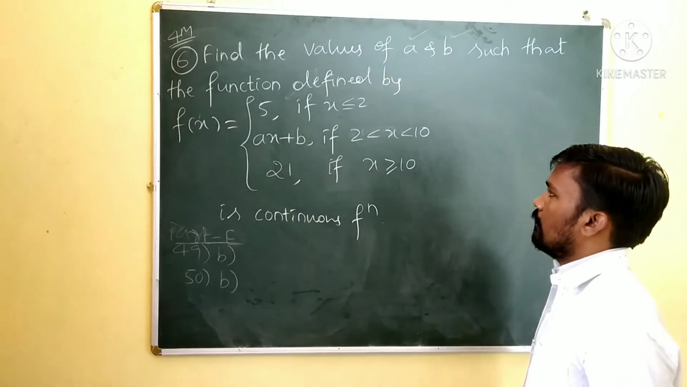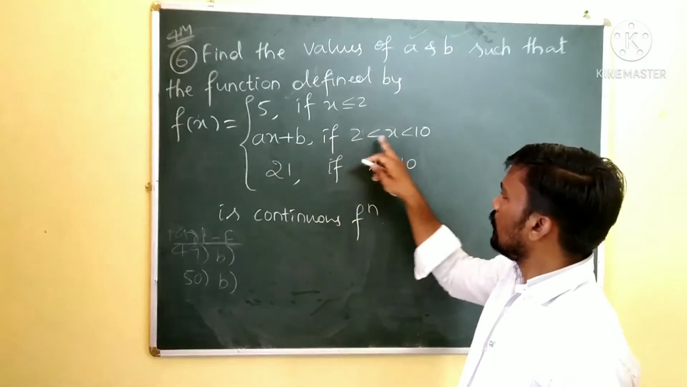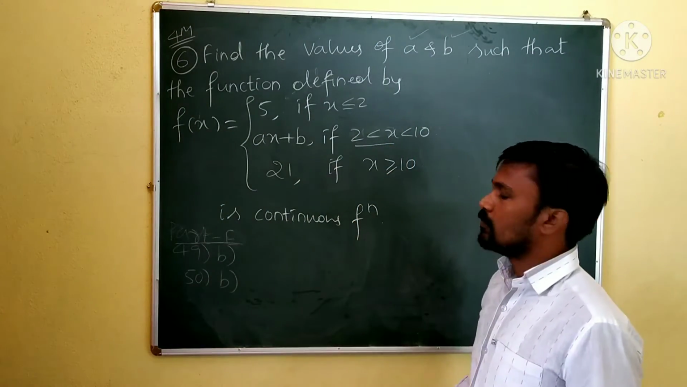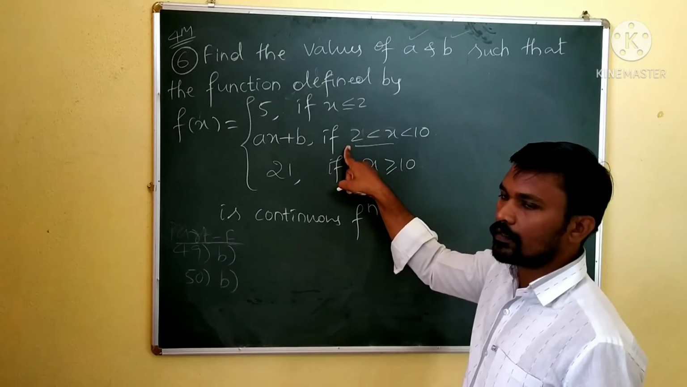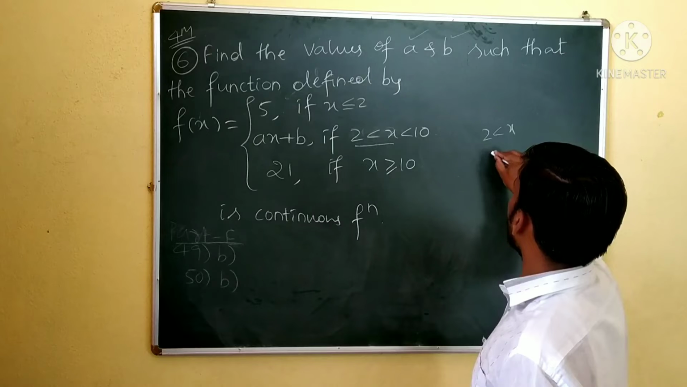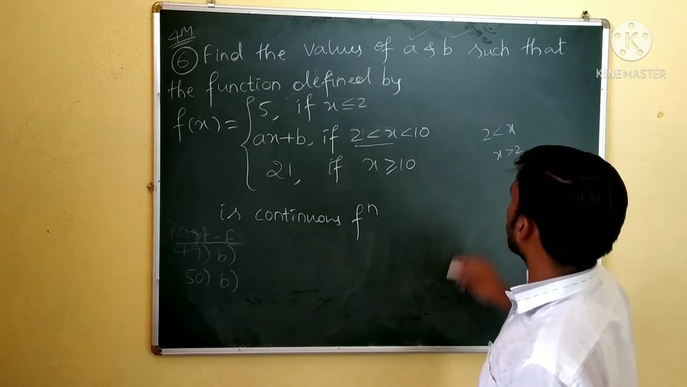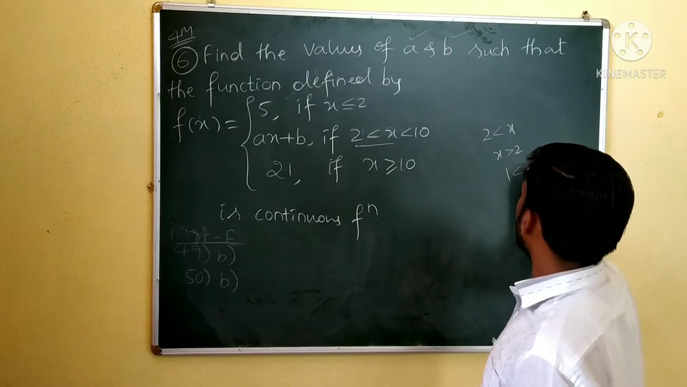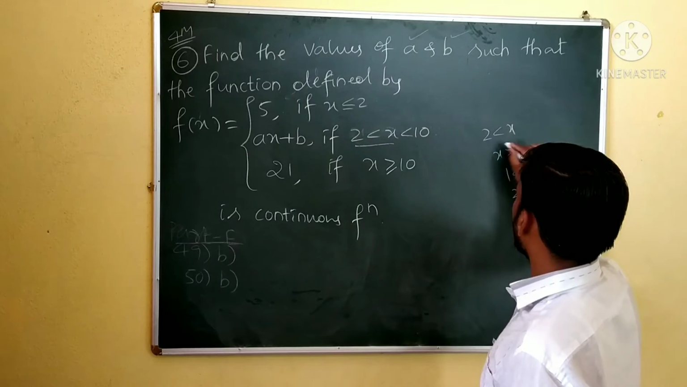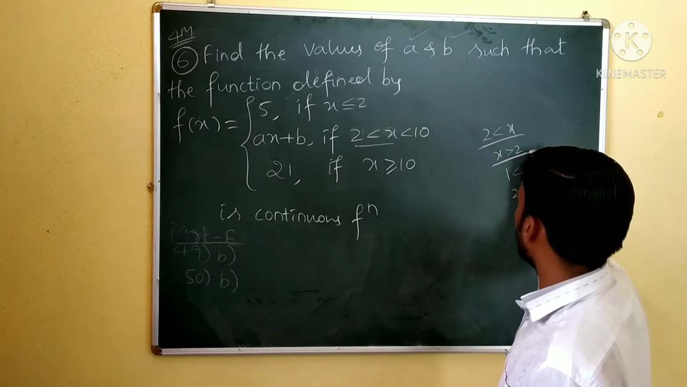And similarly, f of x is equal to ax plus b if x is greater than 2. 2 less than x means x greater than 2, like 1 less than 2 or 2 more than 1. One and the same. 2 less than x is the same as x more than 2.